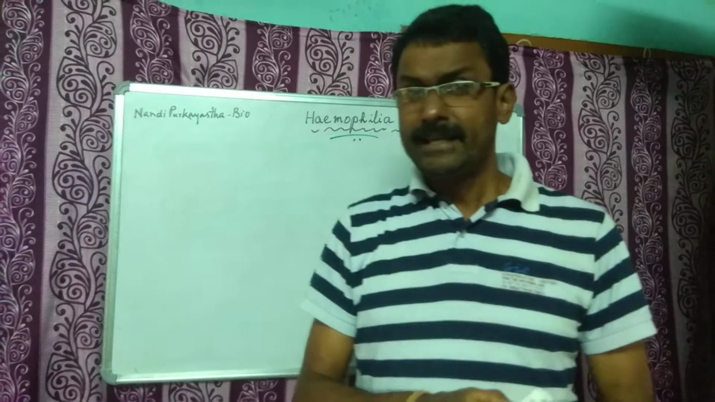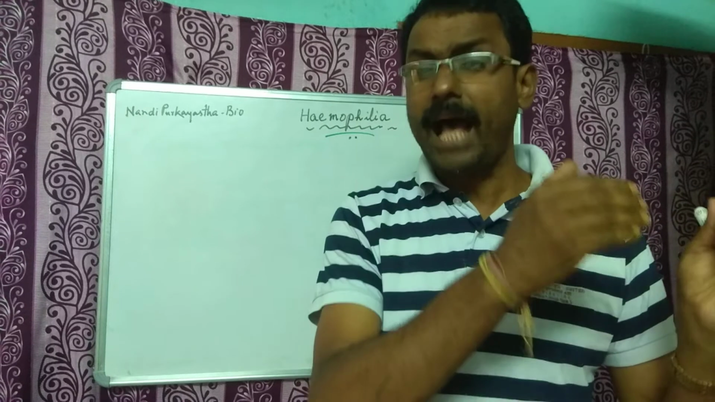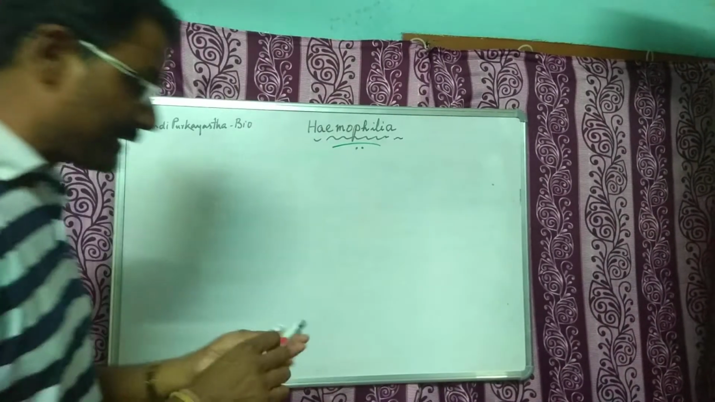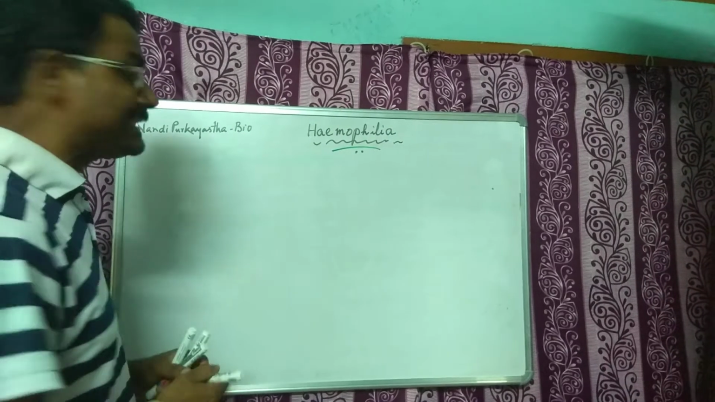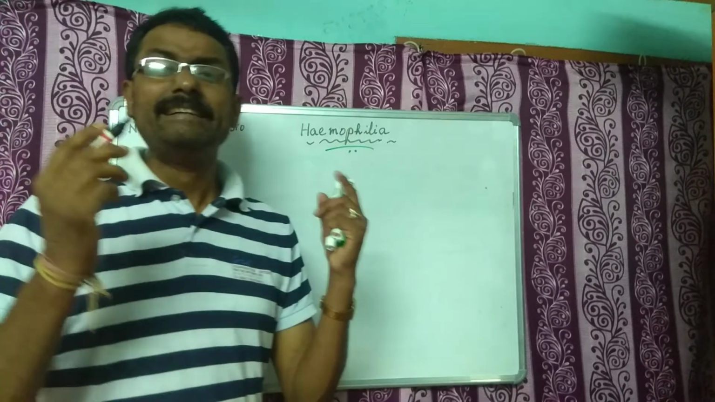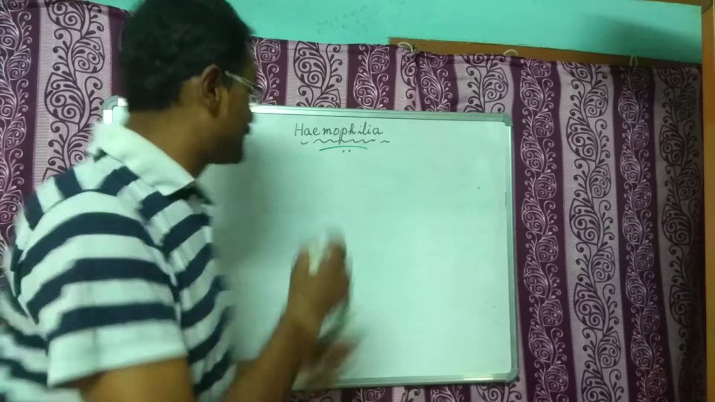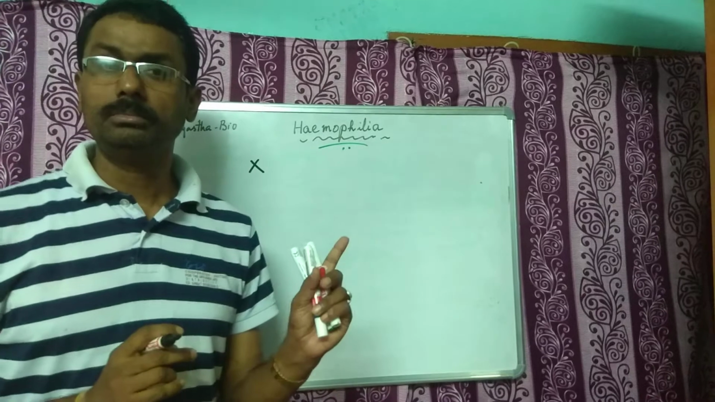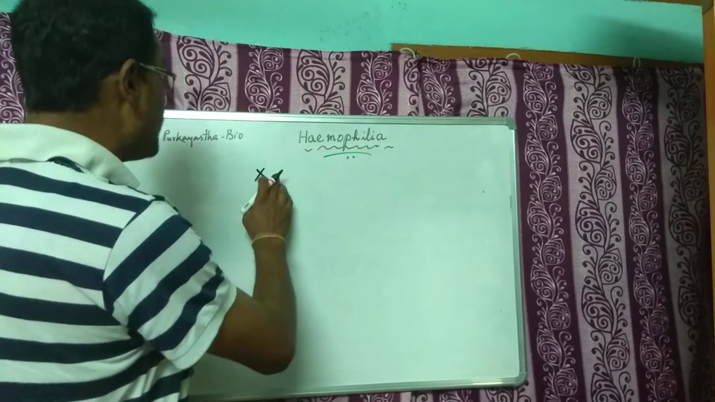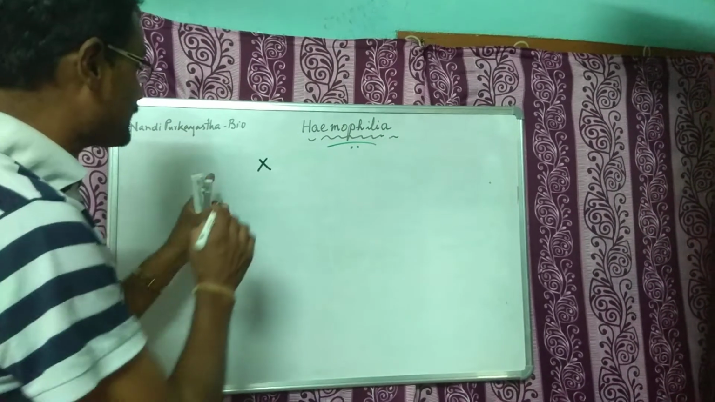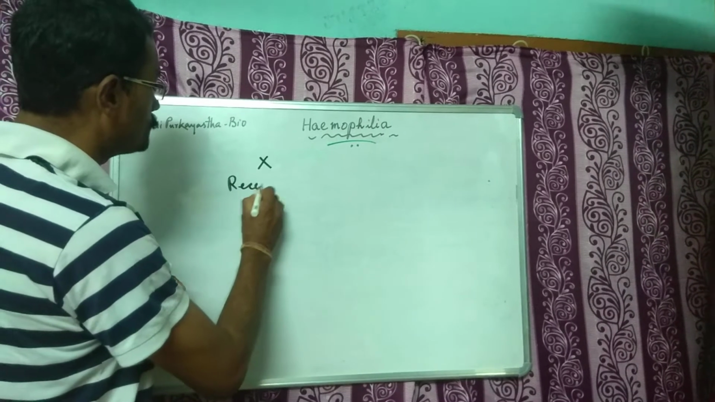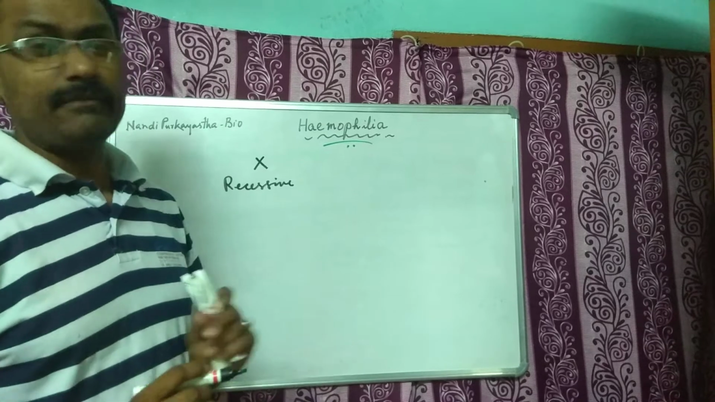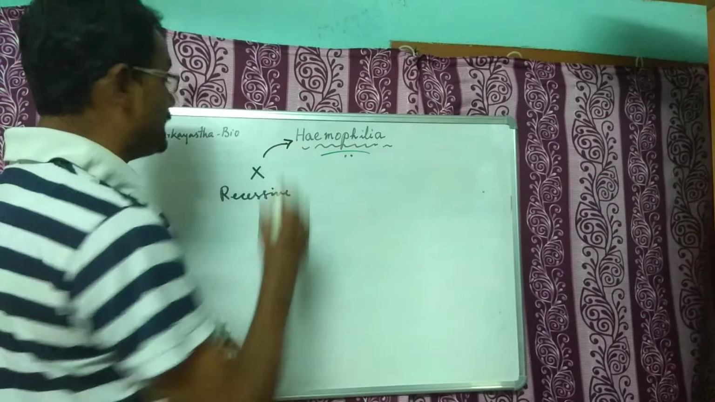We have to know it, and for that we have to understand the chromosomes, mainly the sex chromosomes. See, students, what happens exactly? This is a sex-linked recessive disease. Sex-linked disease means it is caused by the X chromosome, and this X is recessive. Try to get my point: this X is recessive, and it causes the disease.